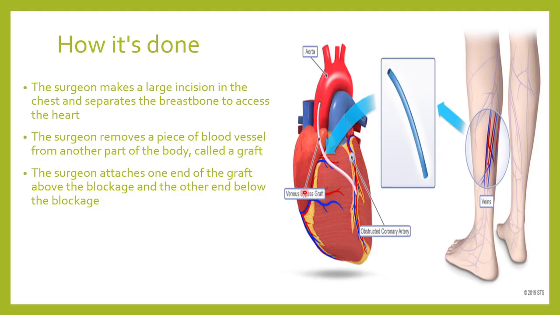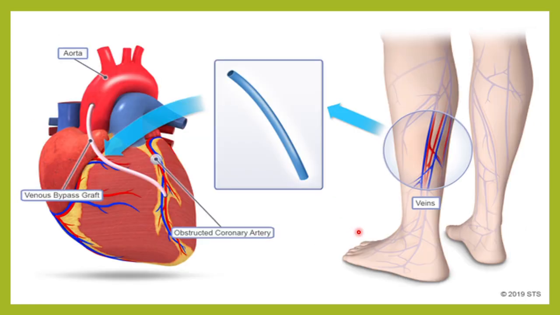So the surgeon will make an incision in the chest and separate the breastbone or sternum to access the heart. He will remove a piece of blood vessel from another part of the body, and this would be called a graft. So then the surgeon will attach one end of the graft above the blockage and the other one below the blockage, so that the blood flow is restored. So you can see here, this is a venous bypass graft.